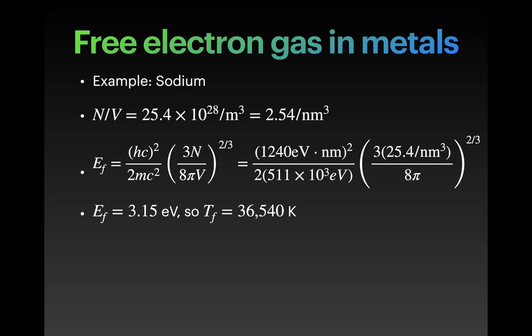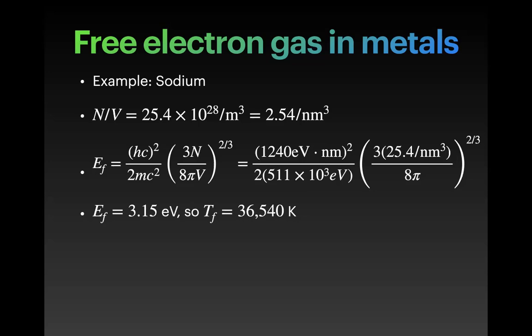But when we're talking about thermodynamics, I think it's helpful to translate that to a temperature. So just divide that by Boltzmann's constant in the appropriate units, and you'll get a temperature, which we can call the Fermi temperature. And that's 36,540 Kelvin.